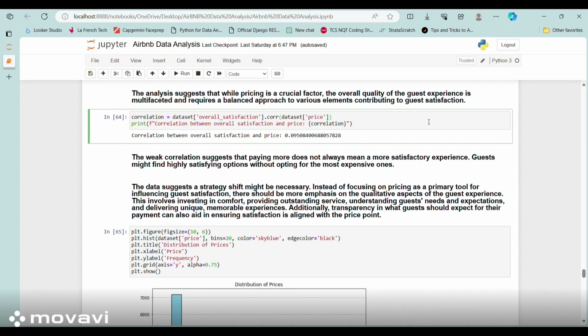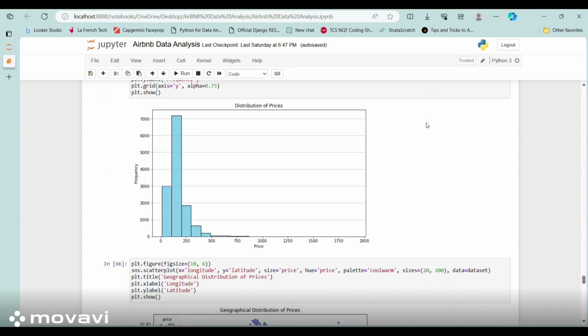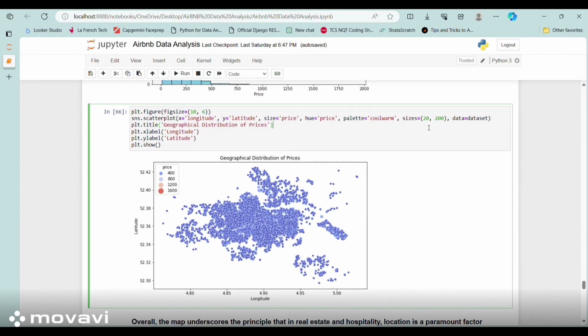We aim to uncover the factors that influence Airbnb prices and room capacities in different locations. We start by visualizing the geographical distribution of prices in the area. The map displays the latitude and longitude coordinates of Airbnb listings in our dataset. Each point represents a listing, and its size and color represent the price. Larger and warmer colored points indicate higher prices.